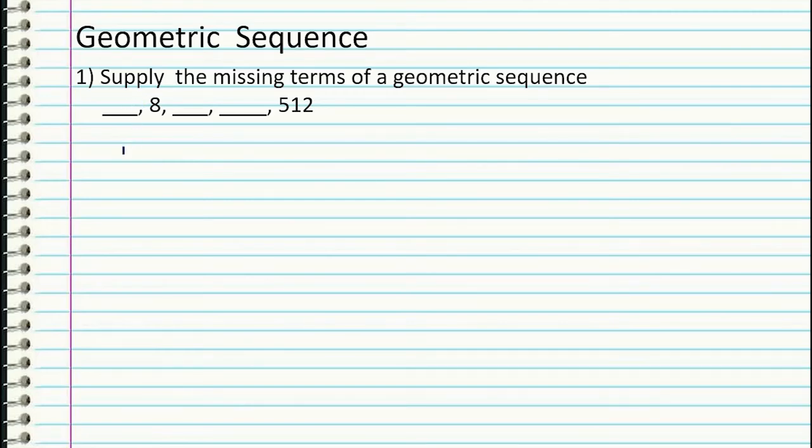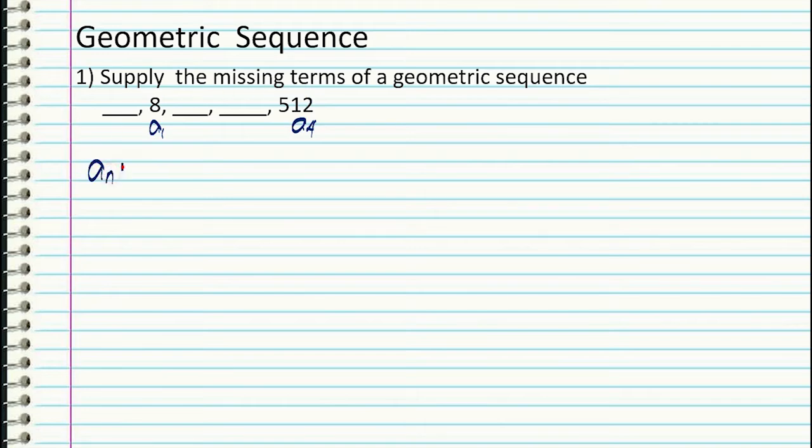For today's topic, we will discuss geometric sequence. Example number 1. Supply the missing terms of a geometric sequence: blank, 8, blank, blank, 512. Since we don't have a sub 1 here, temporarily we can treat 8 as our a sub 1. Since this is our a sub 1, 512 will be a sub 4. So first term, second term, third term, fourth term.